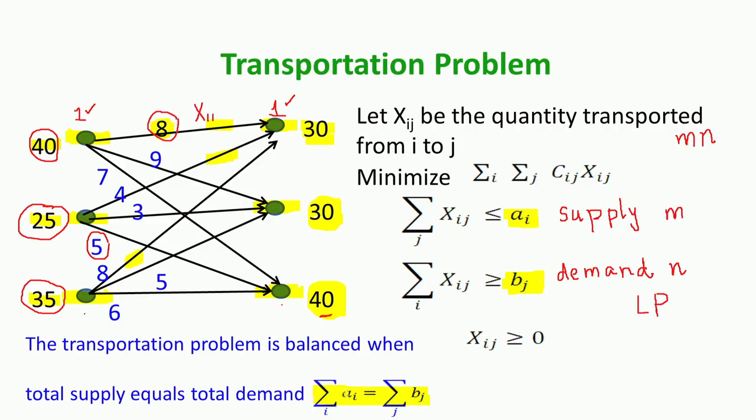So, when the total supply equals the total demand, this problem is called a balanced transportation problem. Sigma ai is the total supply, sigma bj is the total demand. Now, first let us check whether our problem is balanced. The total supply is 40 plus 25, 65 plus 35, 100. The total demand is 30 plus 30, 60 plus 40, 100. So, sigma ai is equal to sigma bj. Our problem, the numerical example that we are looking at, is a balanced transportation problem.